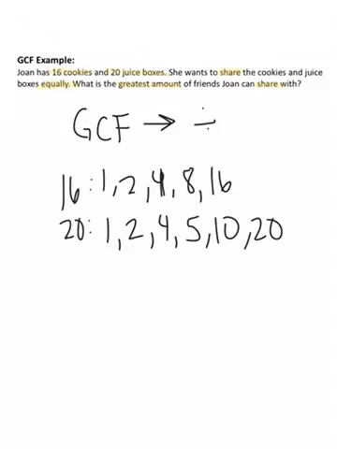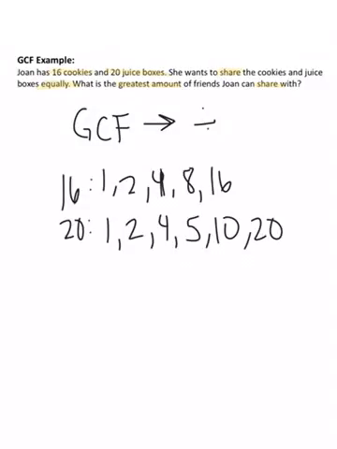And then we see that phrase greatest amount. What's the greatest amount of friends Joan can share with? Again, all of these words are leading us to that idea of GCF, and again with the idea of division. So when you go ahead and solve this problem, you want to find the factors of 16 and 20. So go ahead and do that on your paper right now, and then you're going to hit play again once you're ready to check your answer.